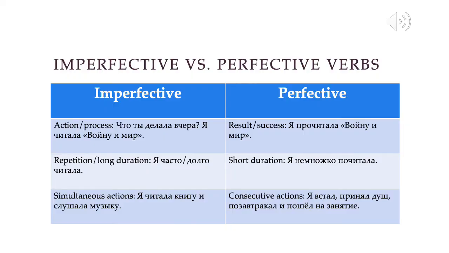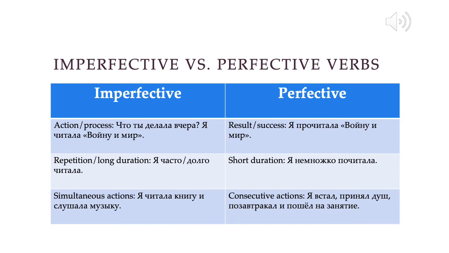On slide 2 of the PowerPoint, I have a chart with a quick overview of uses of the imperfective versus uses of the perfective. And remember, imperfective is incomplete action or ongoing action, and perfective indicates completed action. And here we have some examples of when you use them. So for the imperfective, you use that to indicate action or process, as in, что ты делала вчера? Я читала «Войну и мир». What did you do yesterday, or what were you doing yesterday? I was reading War and Peace. And what you're talking about is the action you were engaged in or the process you were engaged in. There's no indication of a result.